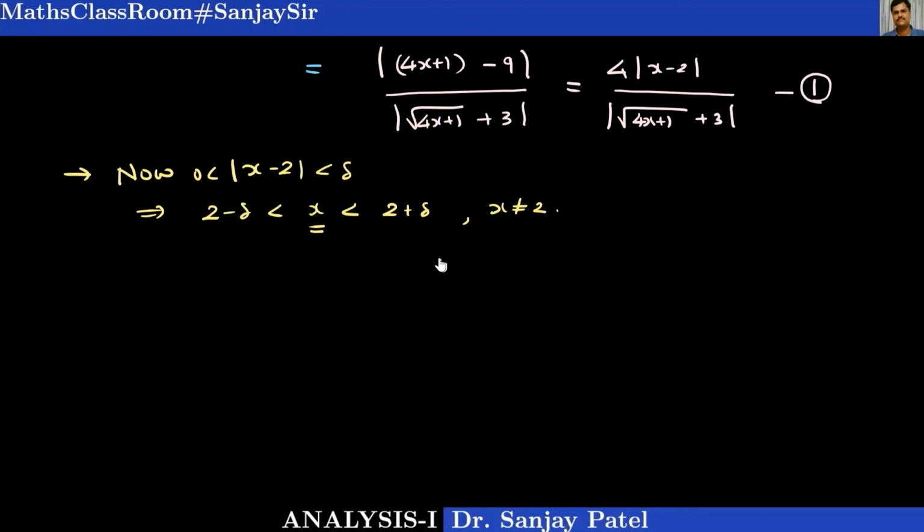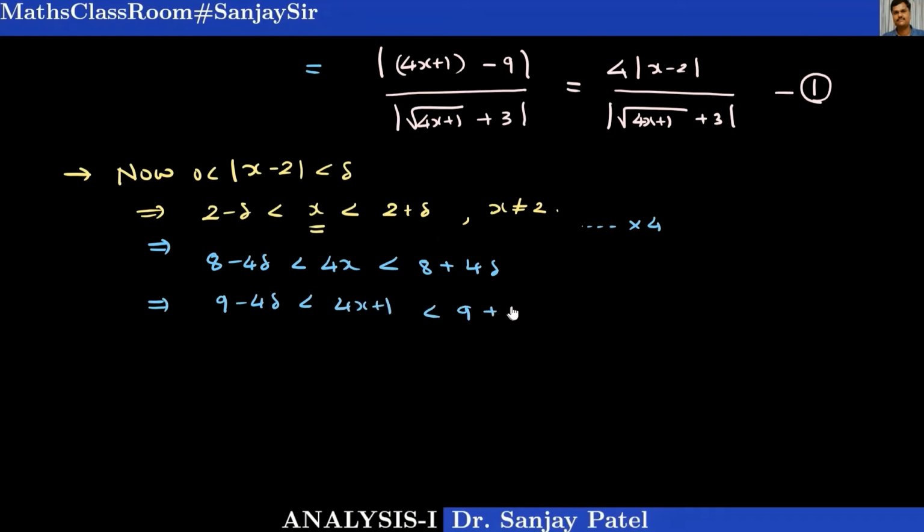First multiply this by 4. If I multiply this inequality by 4, we'll get 8 minus 4 delta less than 4x less than 8 plus 4 delta. Now let us add 1 according to our requirement. So we'll get 9 minus 4 delta less than 4x plus 1 less than 9 plus 4 delta.